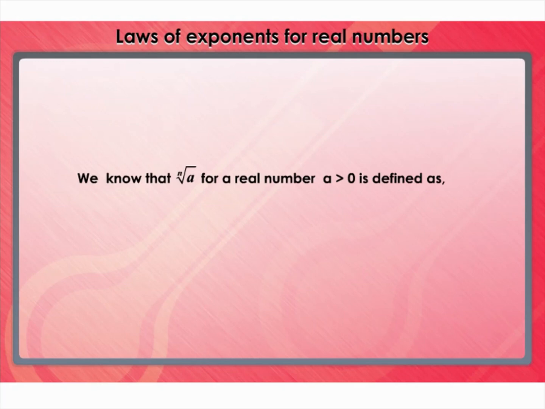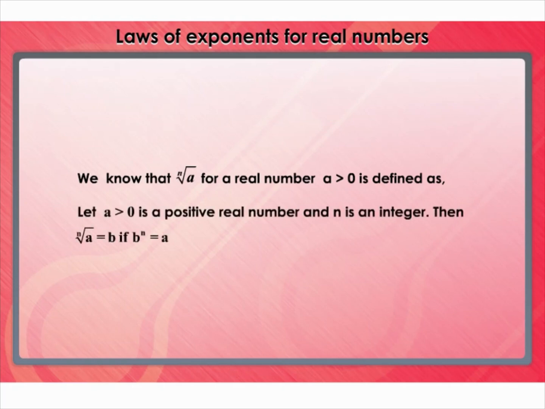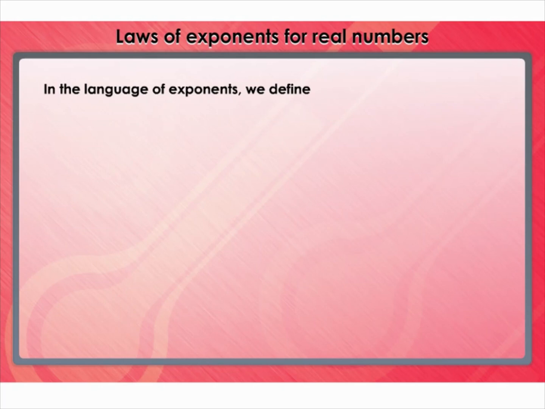We know that the nth root of a for a real number a greater than 0 is defined as follows. Let a be a positive real number and n be an integer. Then the nth root of a is equal to b if b to the power n is equal to a. In the language of exponents, the nth root of a can be written as a raised to the power 1 by n. In particular, the cube root of 2 can be written as 2 raised to the power 1 by 3.